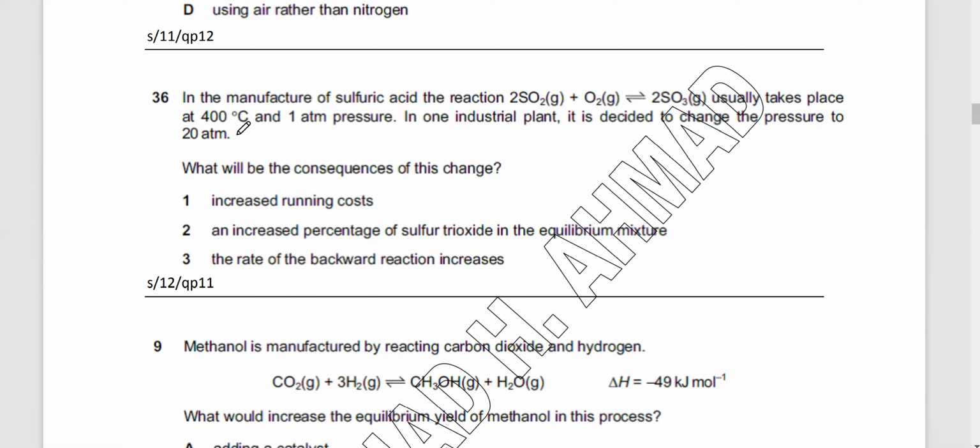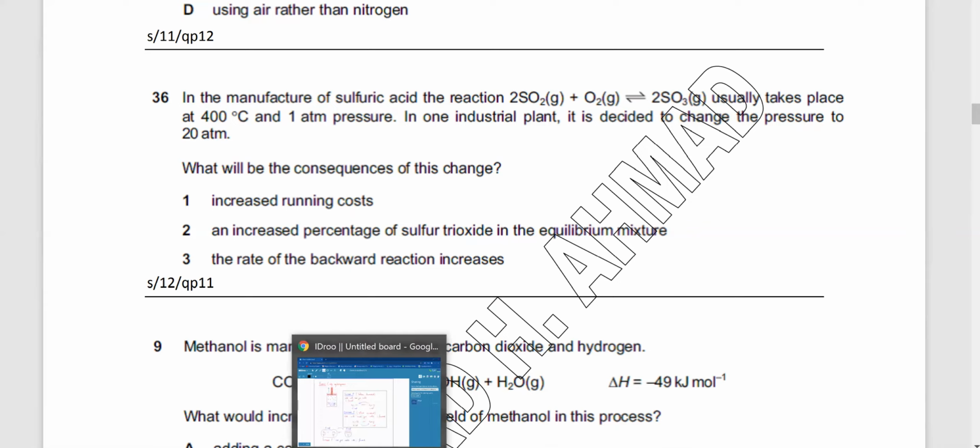If the rate slows down, the rate decreases. Why? If you increase pressure, you're compressing, right? The particles are closer together, so they're going to bump into each other more. So you get a faster reaction.